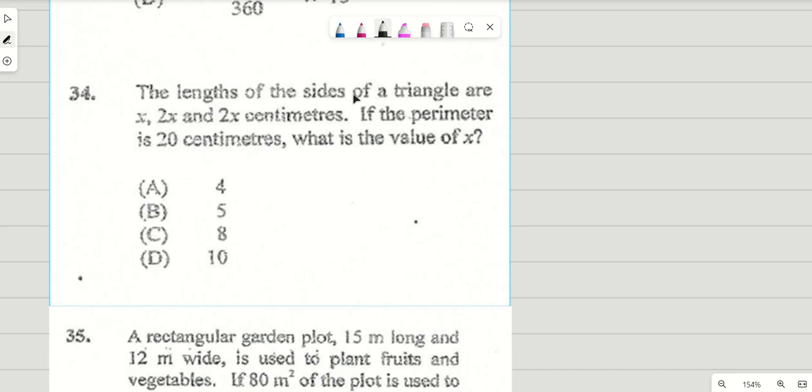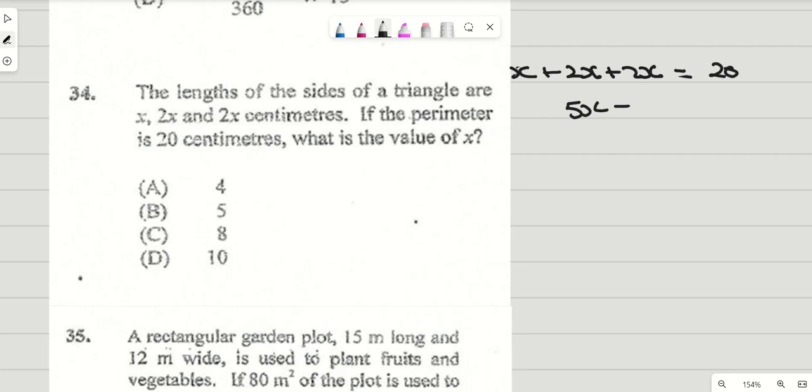Number 34. The lengths of the sides of the triangle are x, 2x, and 2x centimeters. If the perimeter is 20 centimeters, what is the value of x? We know that perimeter is the distance around. So x plus 2x plus 2x equals 20. So x plus 2x plus 2x is 5x, which equals 20. So x would be 20 divided by 5. So x equals 4. That is A, and that would be your answer.